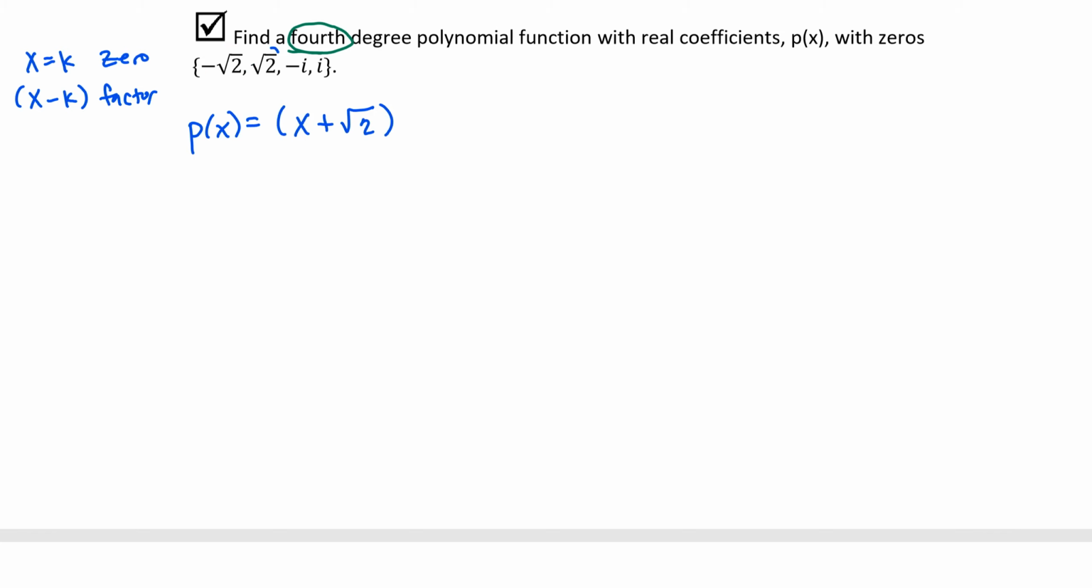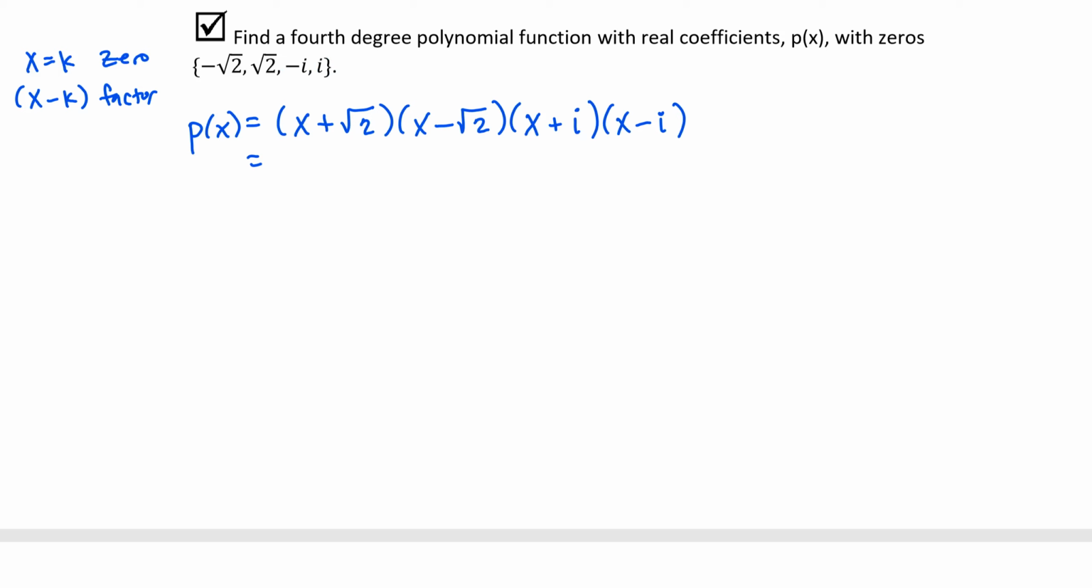Next, if x equals square root of 2 is a 0, then x minus the square root of 2 is a factor. We can do the same thing with the i's. If negative i is a 0, x plus i is a factor. And finally, if i is a 0, x minus i is a factor. You may have never seen factors like that, but you can set them up the same way.